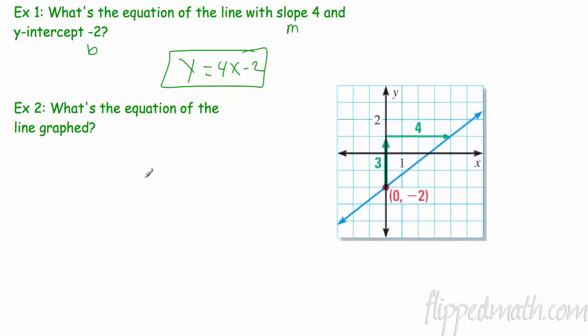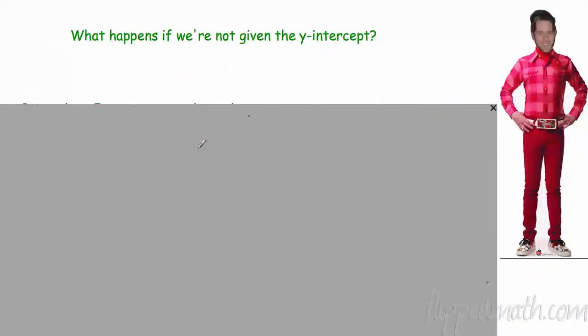Alright, what's the equation of the line graphed? Let's see, what's our slope? Up 3 over 4, so that's 3/4 x. What's our intercept? -2, so minus 2. Alright, those two are just easy. No problems whatsoever. Let's get them where they're a little bit trickier.